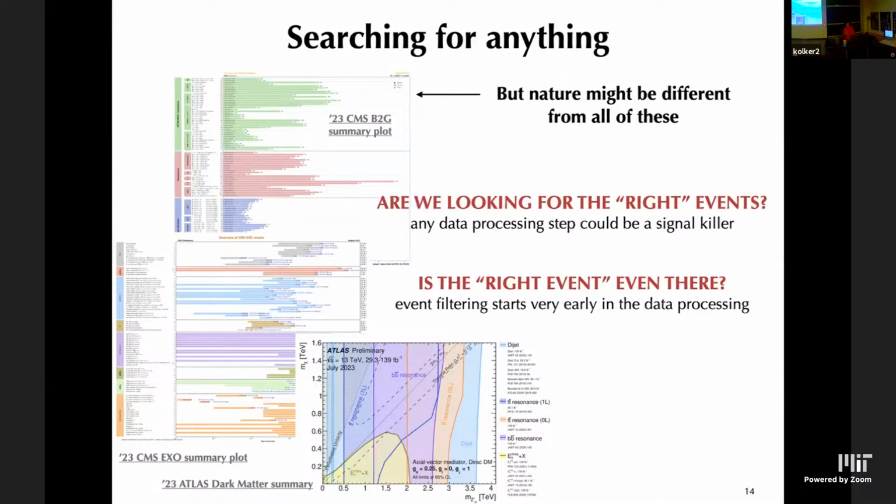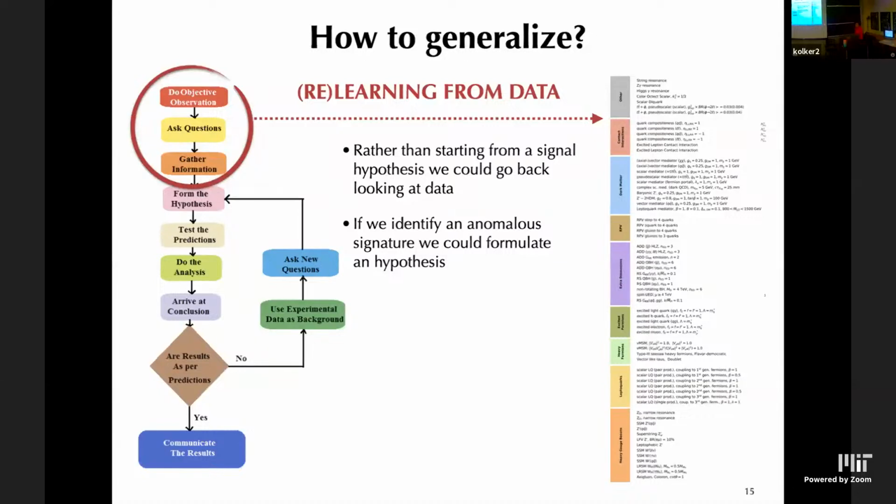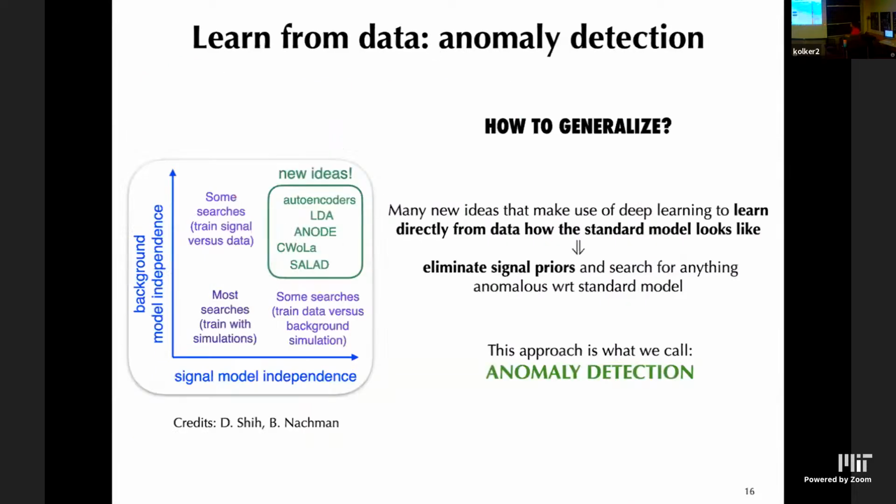So we start thinking if nature perhaps is different from all of these, and we started asking if we're looking for the right events. In fact, any data processing step could be a signal killer, or is the right event even there? Because event filtering, in fact, starts very early in the data processing. So the community started thinking on how can we generalize, and rather than starting from a signal hypothesis, we could go back to looking at data. And if we identify an anomalous signal, then we could formulate a hypothesis.